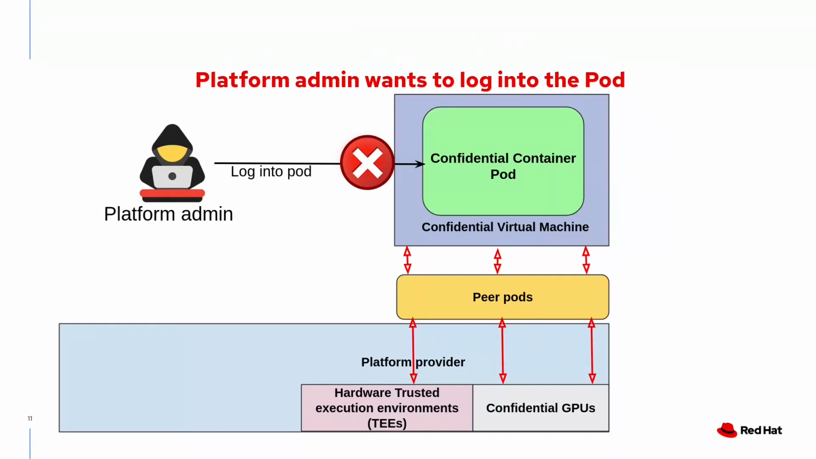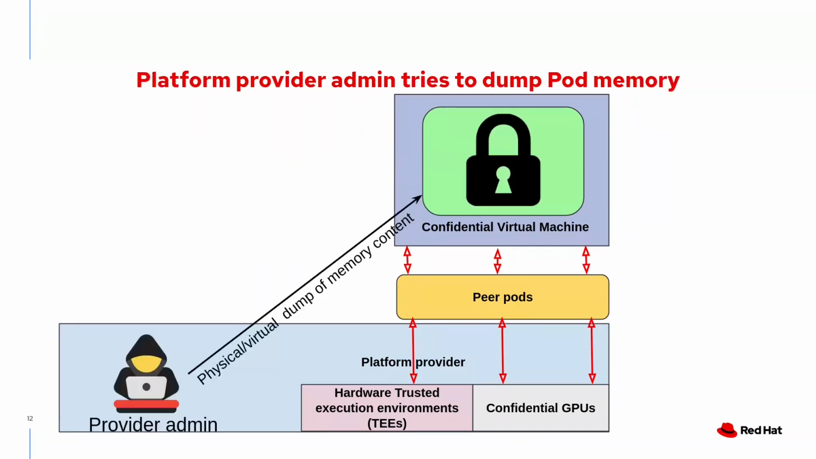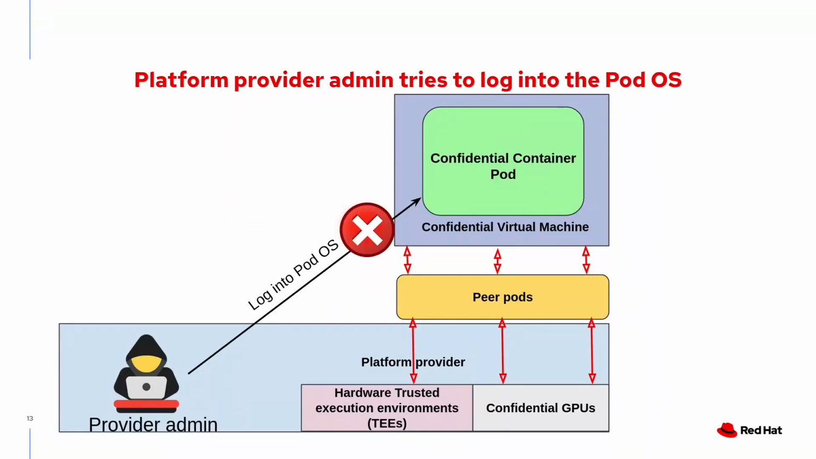Therefore, the platform admin cannot log into the pod CVM because it is disabled in confidential containers. If the provider admin tries to physically or virtually dump the confidential virtual machine memory, it will also get nothing, as the memory is encrypted by the trusted execution environment. If the provider admin tries to log into the pod or confidential virtual machine, access to that, for example SSH, is also disallowed.